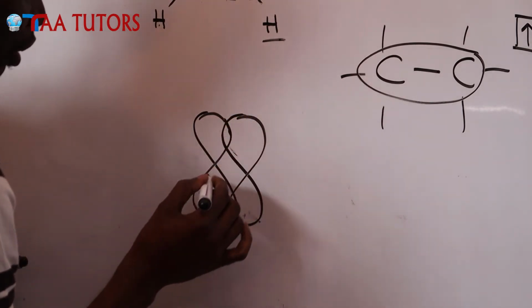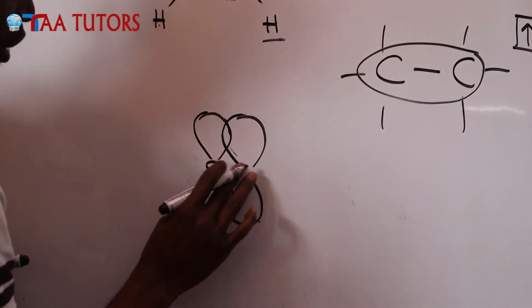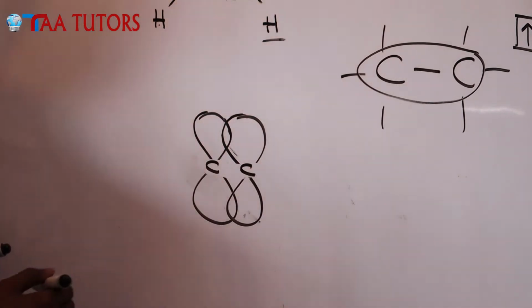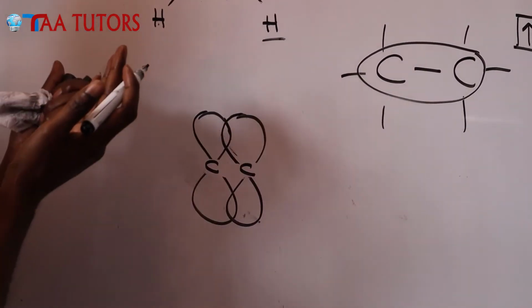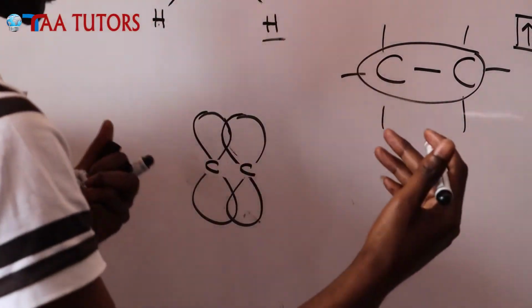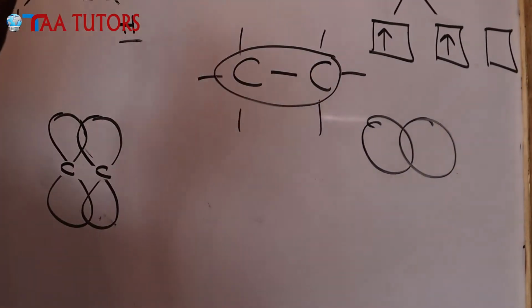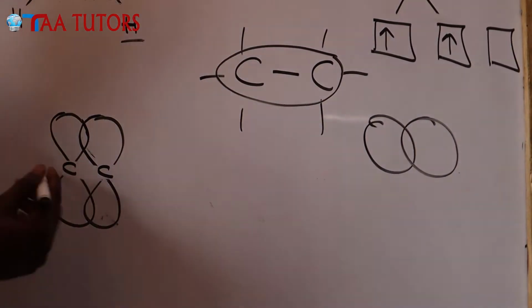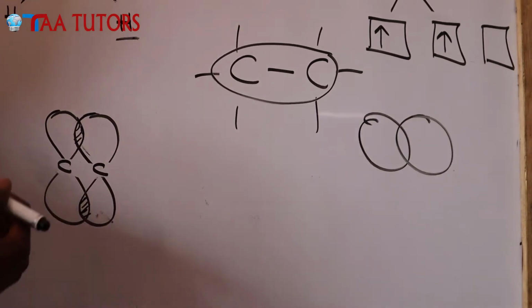Let me do this. So here is where my carbon is, and another carbon is there. You realize that when you see sideway overlapping, what we have been talking about before in single bonds is end-on overlapping, where one end and one end overlap. But in this case, we have sideway overlapping. You can see that here. So this part here and this part here is where electron density will now accumulate.